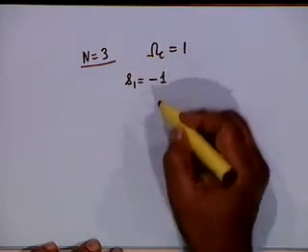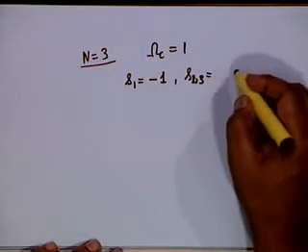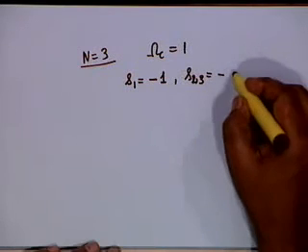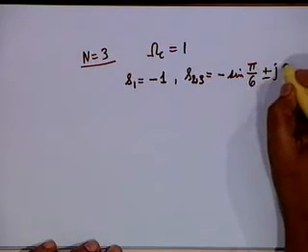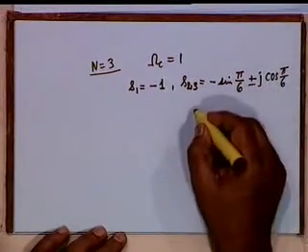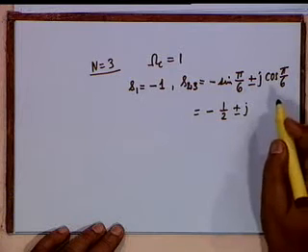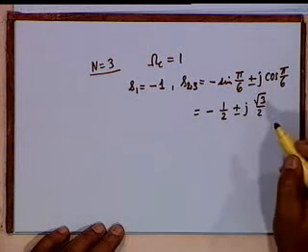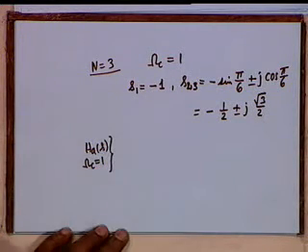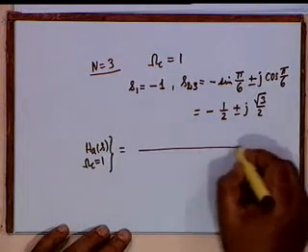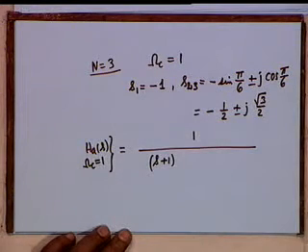Obviously, one is at minus 1 and the other two, s_2,3, shall be equal to minus sine pi by 6 plus minus j cosine of pi by 6, that is at minus half plus minus j, cosine 30 is root 3 by 2, and therefore H_A of s, omega c equal to 1, shall be equal to 1 over s plus 1 to take care of this pole.